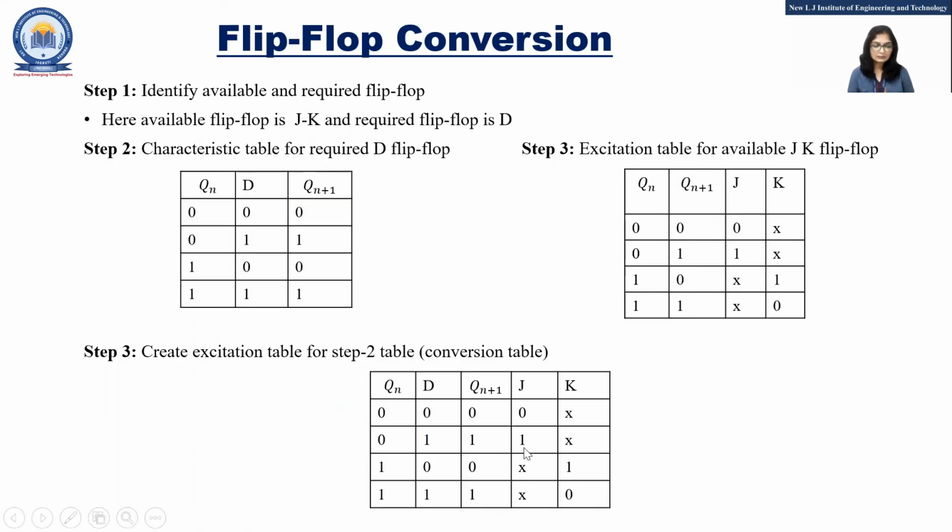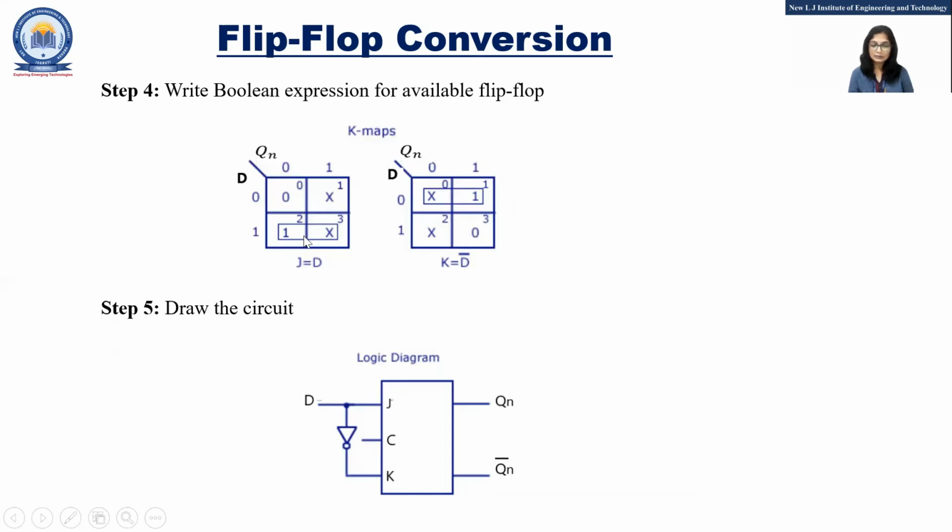Okay, so J is 1 for this combination, Qn is 0 and D is 1. And J is don't care for this combination. So we'll put these values in this K-map, make a pair and write the equation. So here we are getting J is equal to D and K is equal to D bar. We have already discussed how to draw this K-map and how to write this logic equation in our previous video. So this is J is equal to D, K is equal to D bar.